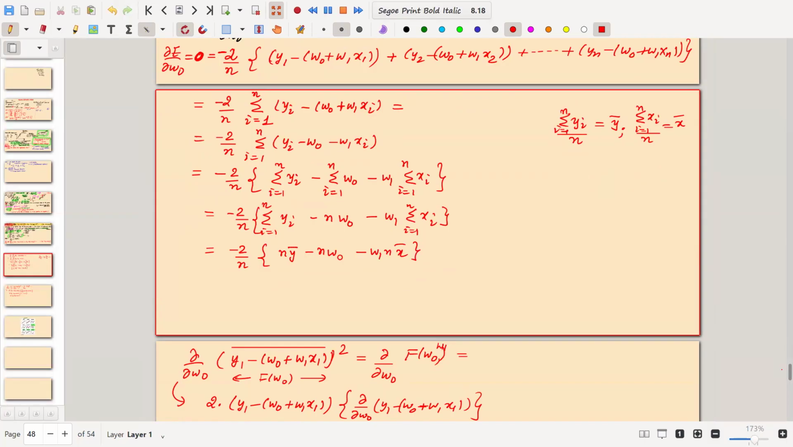Is it correct? Correct. So can we simplify it further? So n all cancelled out. Minus 2 y bar plus 2 w naught, and plus 2 w1 x bar. Is it correct? So 2 common you make, so it is 2 times (w naught plus w1 x bar minus y bar). Is it okay? Do you agree?